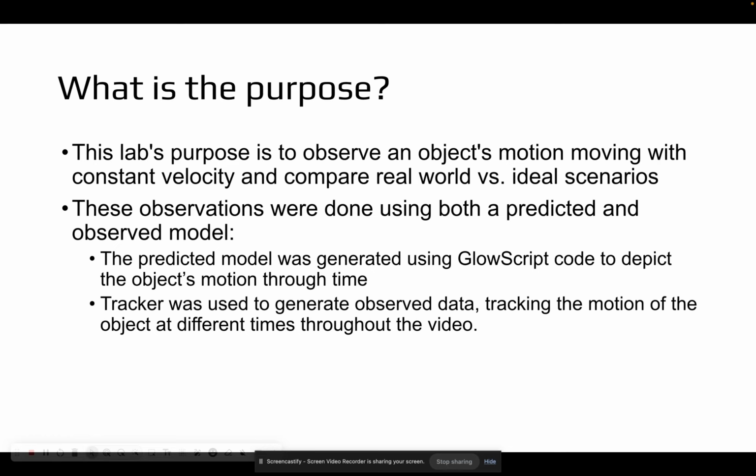These observations were done using a predicted and observed model. The predicted model was generated using GlowScript code to depict the object's motion through time, whereas the tracker was used to generate observed data tracking the motion of the object at different times throughout the video.